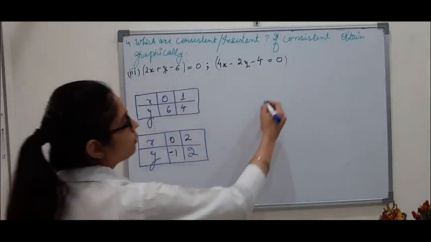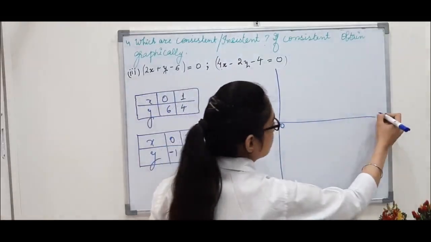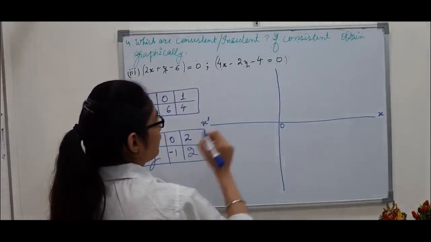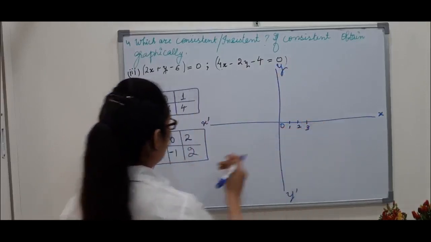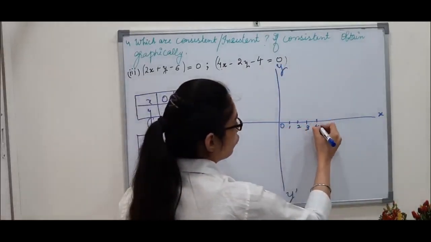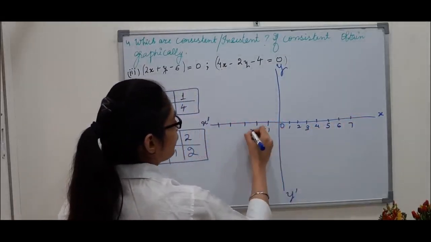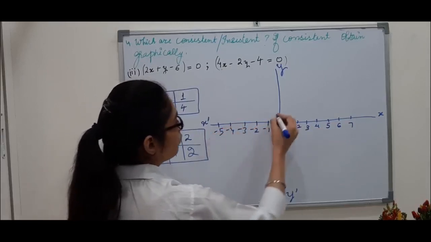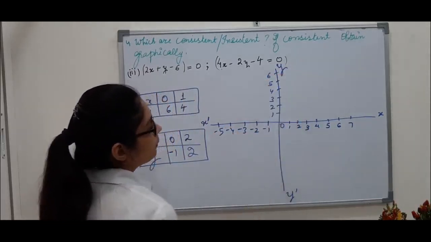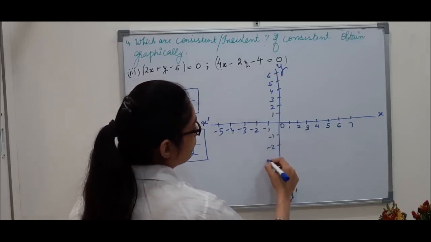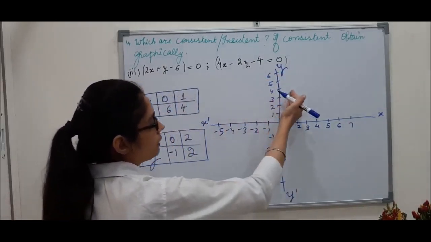Since all my values are small, I can take points in the form of 1, 2, 3, 4 in my graph. So this is the x-axis, this is x dash, y-axis, y dash, and this is the origin. I'll take all the values within 6, because my biggest value is 6. 4, 5, 6, 7, no need to write more values, -1, -2, -3, -4, -5, 1, 2, 3, 4, 5 and 6, -1, -2, -3, -4, -5. This is positive x, this is negative x, positive y, negative y.